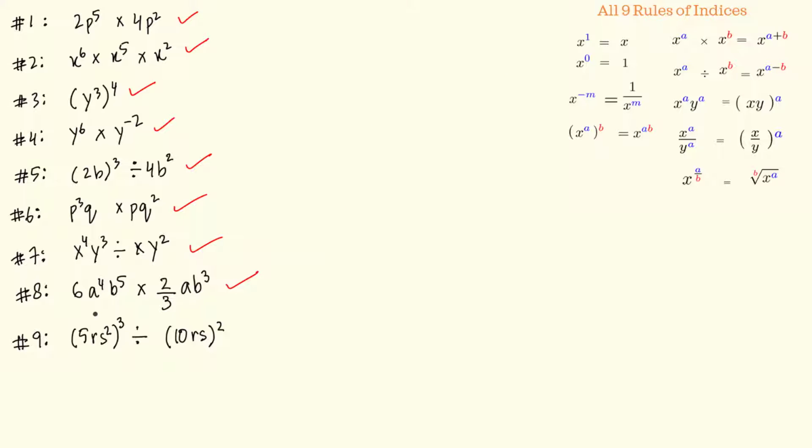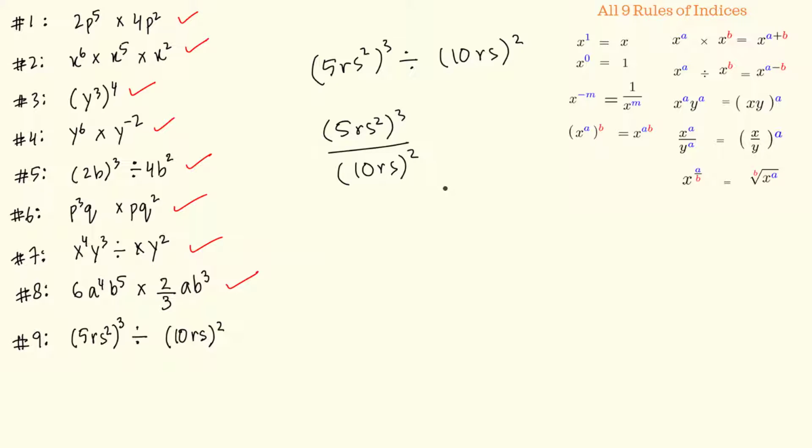Now the last question, question number 9, it says that (5rs squared) whole cube is getting divided by (10rs) whole square. These two are getting divided. First I'm going to write in the form of numerator upon denominator. This is my numerator and this is my denominator, (10rs) whole square. First I am going to remove the brackets both in the numerator and in the denominator.